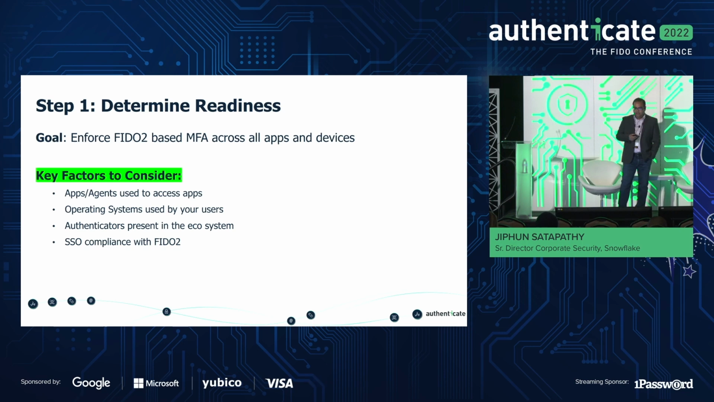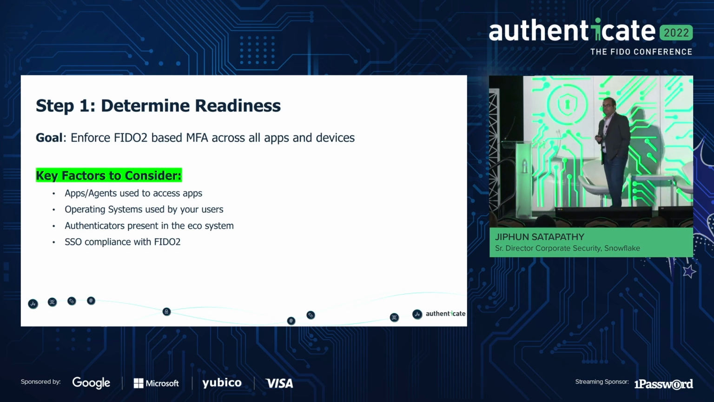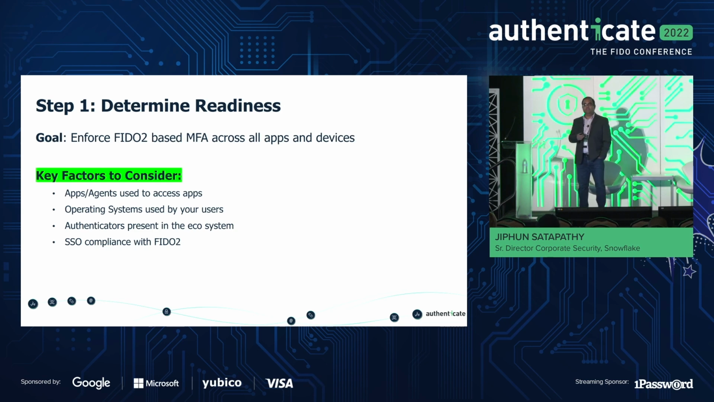Step one, first determine the readiness of your ecosystem. Obviously, we want to get to a state where we enforce FIDO2-based MFA across all apps, all devices, all users. But are we ready for that? In order to determine that, some of the key factors we considered were what kind of apps and agents people are using. When I'm talking about agents, is it a browser to access the apps, or a thick client that is installed on those laptops or devices?